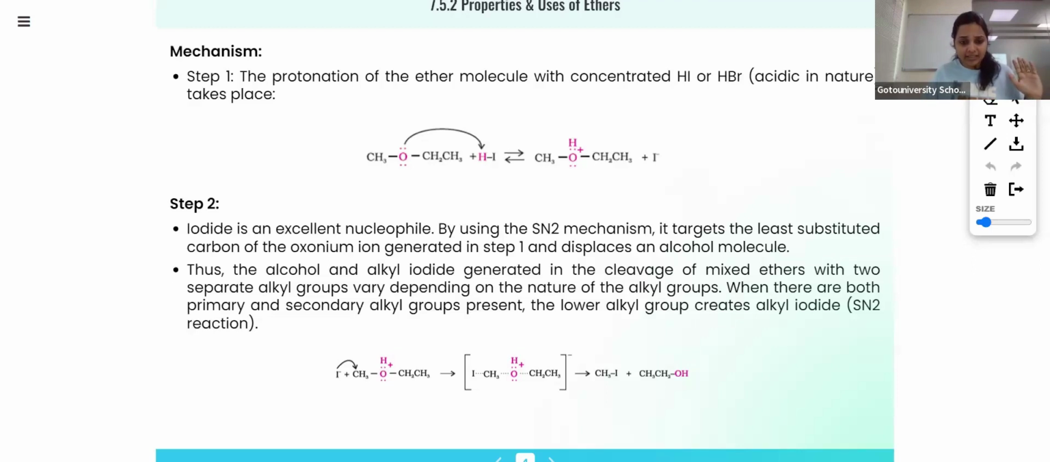In the second step, the I minus ion is attacking the carbon, and then you get the intermediate. So the bond breaking is taking place here. CH3I, alkyl iodide, is forming, and this will convert into alcohol. This is the bond breaking position. So this is the SN2 mechanism.